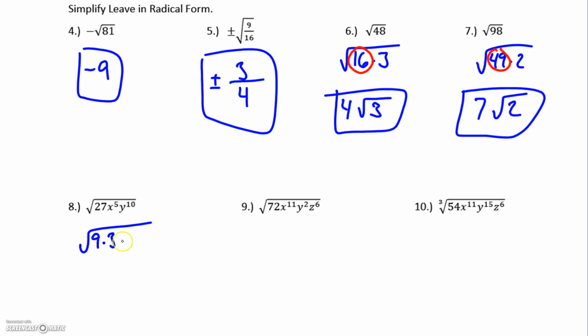So I need exponents that are divisible by 2. So I can think of it this way as an x to the 4th times x. That's the same thing as x to the 5th. Y to the 10th is already a perfect square because it's got an exponent that's divisible by 2. And now take the square root of each of these things.